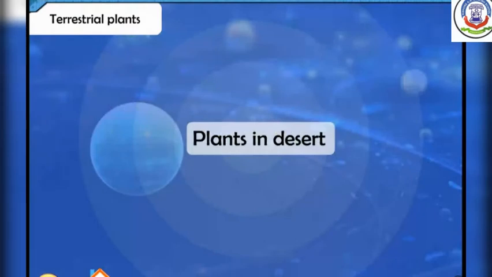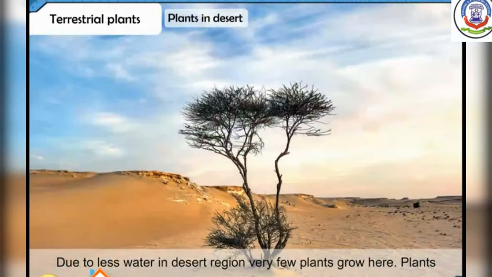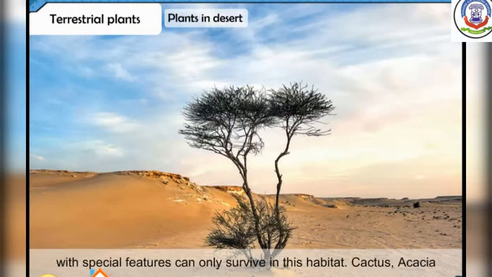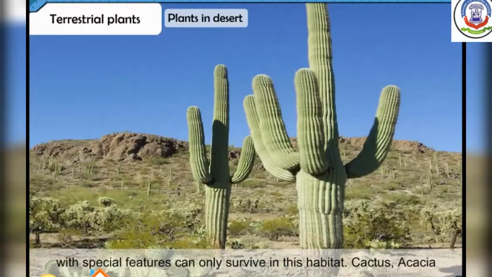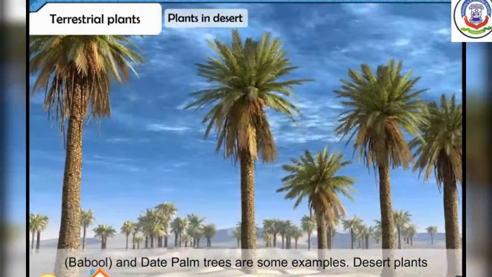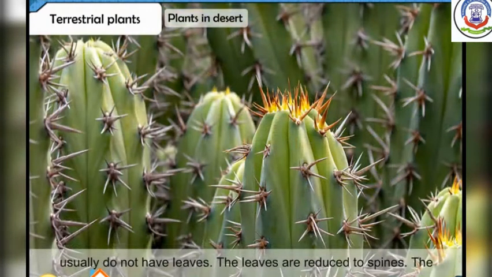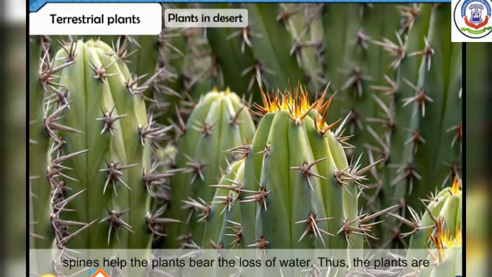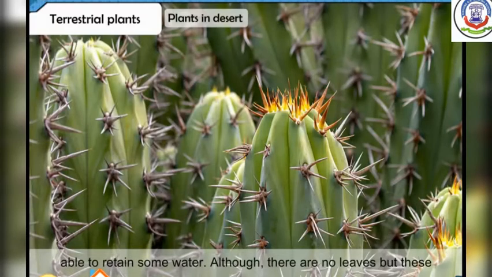Plants in deserts. Due to less water in the desert region, very few plants grow here. Plants with special features can only survive in this habitat. Cactus, acacia, babool, and date palm trees are some examples. Desert plants usually do not have leaves. The leaves are reduced to spines. The spines help the plants bear the loss of water. Thus, the plants are able to retain some water.